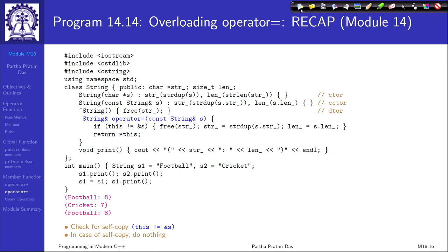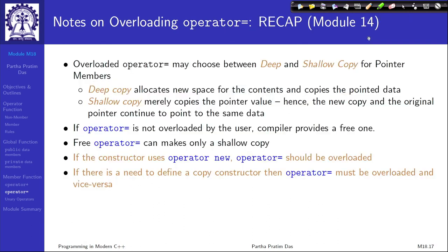We have seen all of these, and we also noted that there is a difference between deep copy and shallow copy. If operator assignment is not overloaded by the user, the compiler provides a free one which does a shallow copy. Please remember that if the copy constructor uses operator new, then operator assignment should be overloaded. You must provide your version.